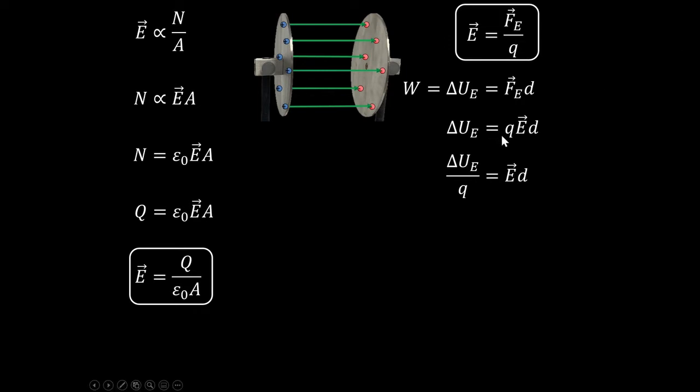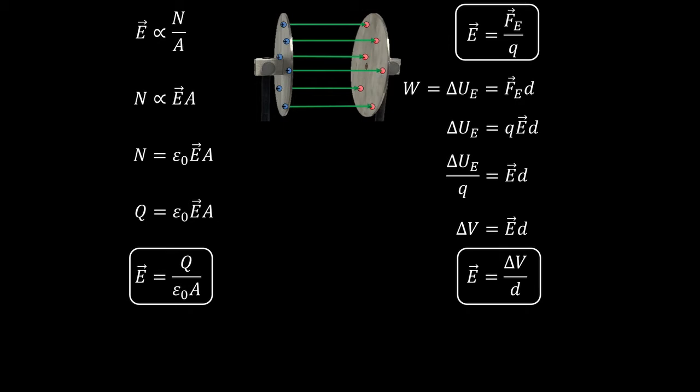If we divide both sides by Q, that would be energy per charge, which we recognize as voltage, or a difference in electrical potential. Then if we just solve that equation for the electric field, we have that the electric field is the difference in potential divided by the separation between those two plates. And that's an equation we have on our equation sheet as well.